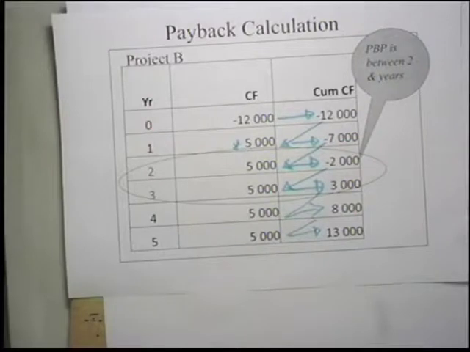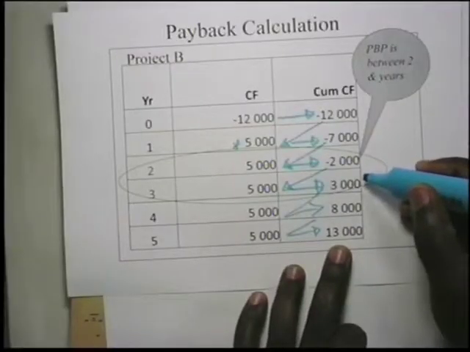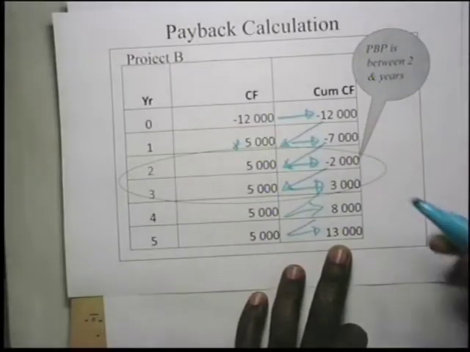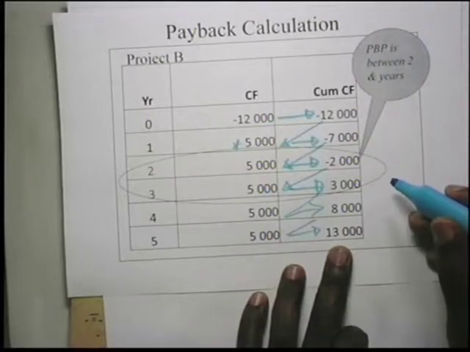Now, we have said our payback period is the period where the organization or the project would have paid itself all the money that was invested in it. Now, here is a challenge. If you look in this cumulative column this time around, we don't have a 0. The 0 is missing.